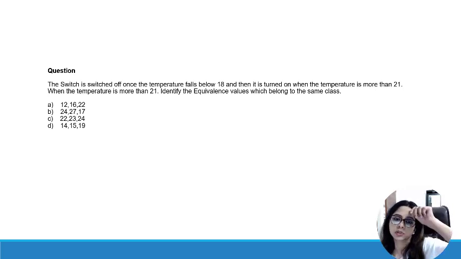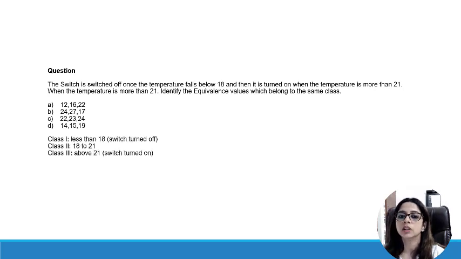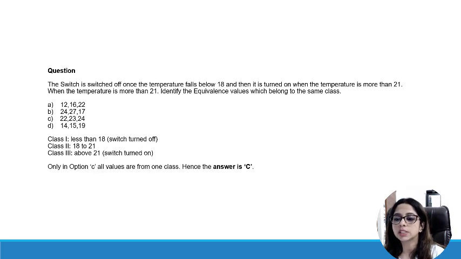We'll check D also. So 14 and 15 belong to the 18 and below partition, but 19 belongs to the partition between 18 and 21. So it is in between that. So it's also not in the same partition. So we have to read the question properly and then answer. As per the question, the correct answer is C, that 22, 23 and 24 all belong to the same partition. So C is the answer.